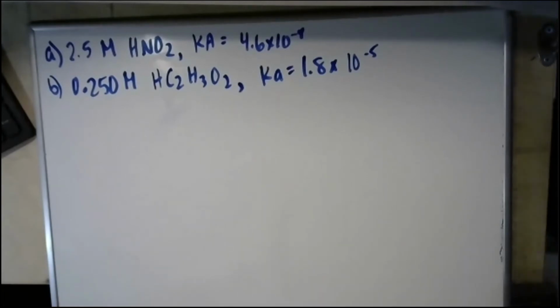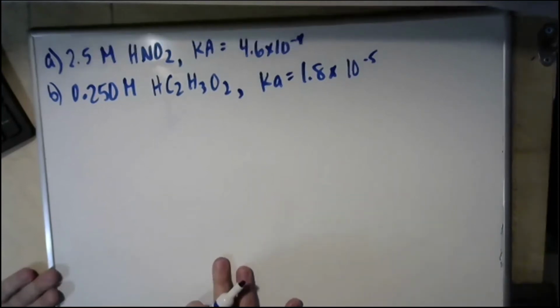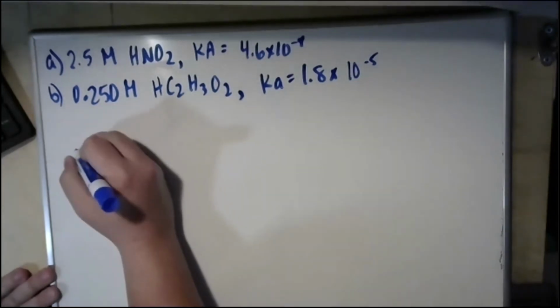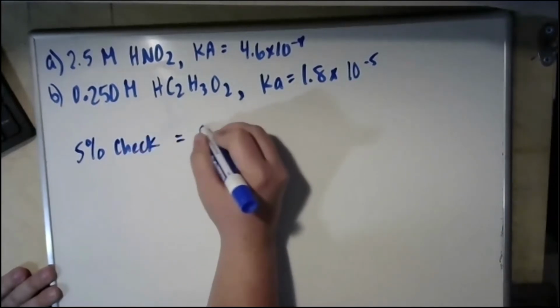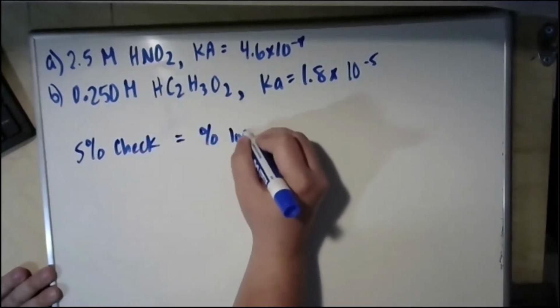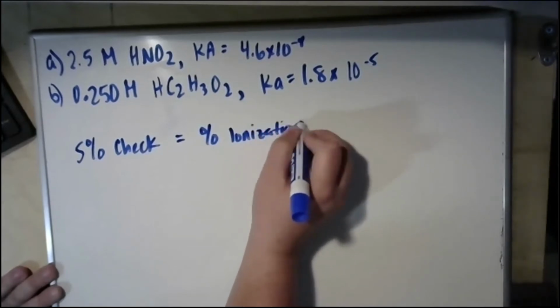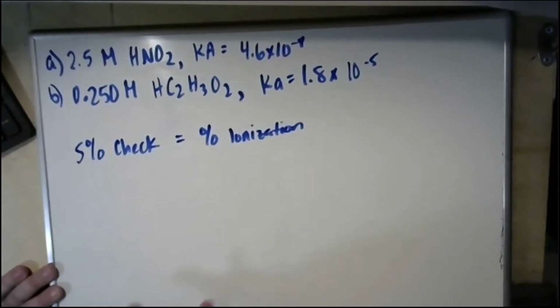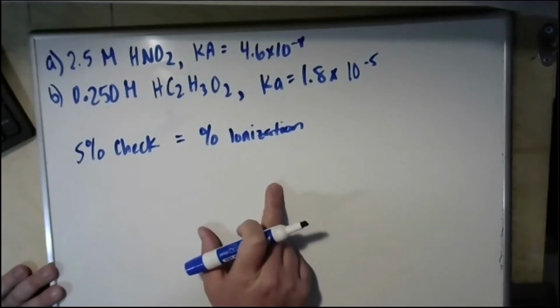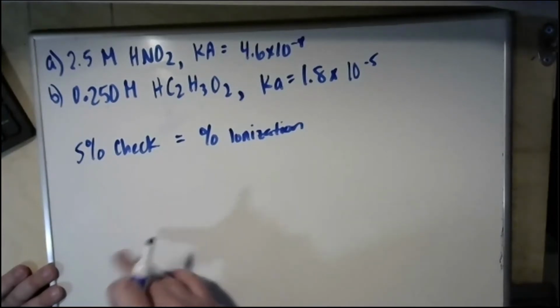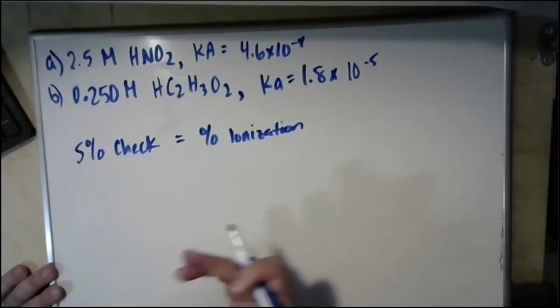You already know how to find the percent ionization. The percent ionization is going to be that same calculation that you do for the 5% check. It's the same formula, because you're going to go through and find that X value like we did in the earlier problems.